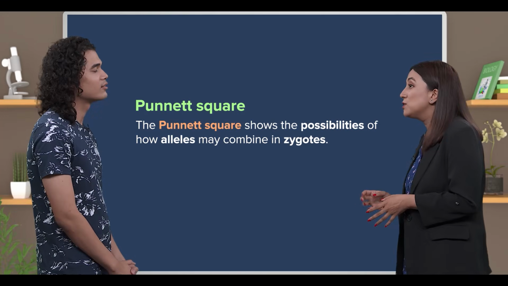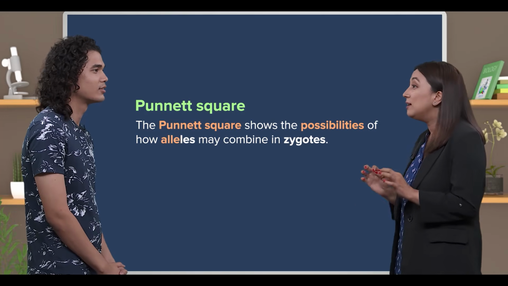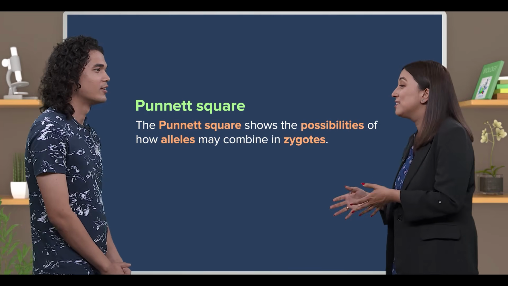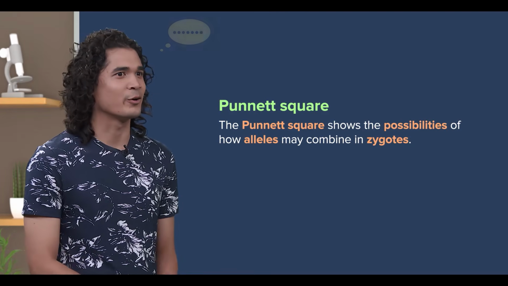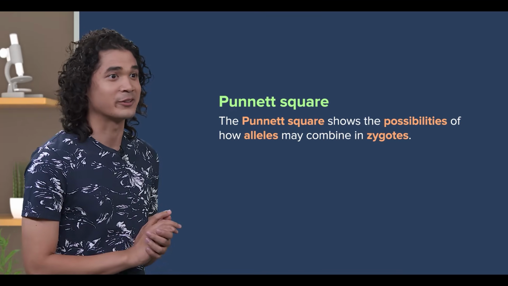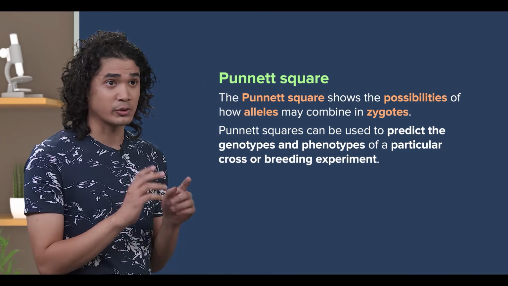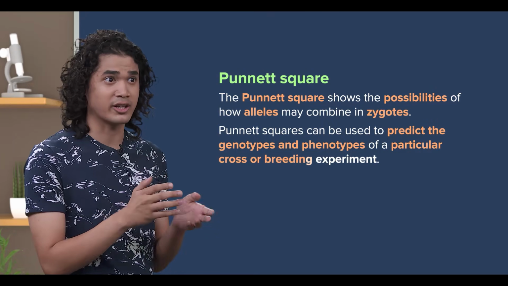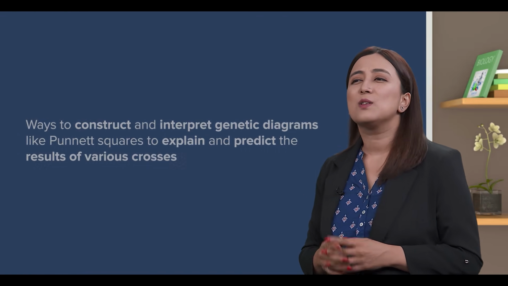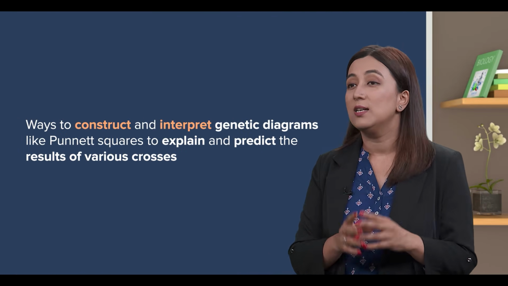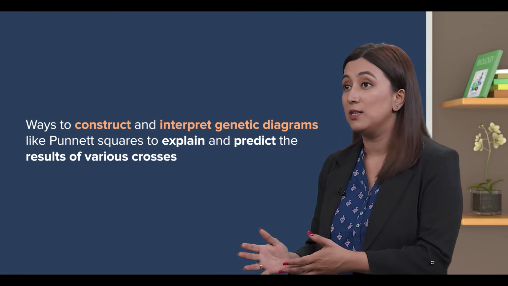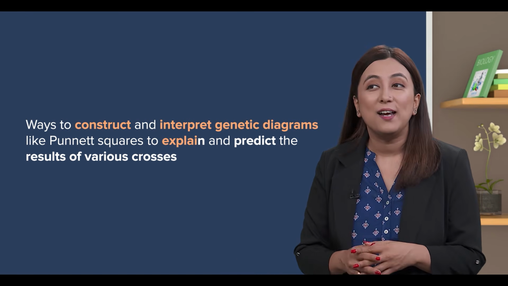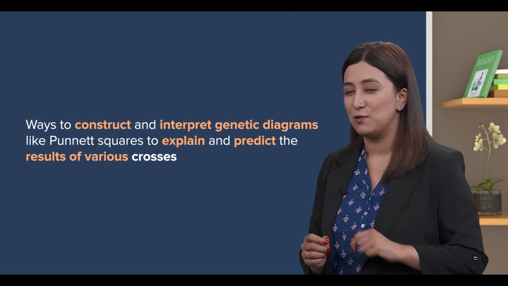The Punnett square shows the possibilities of how alleles may combine in zygotes. Oh, we have talked about this before. Punnett squares can be used to predict the genotypes and phenotypes of a particular cross or breeding experiment, aren't they? Exactly. Now, before you get time to deviate from the topic, let's discuss ways to construct and interpret genetic diagrams like Punnett squares that are used to explain and predict the results of various crosses.